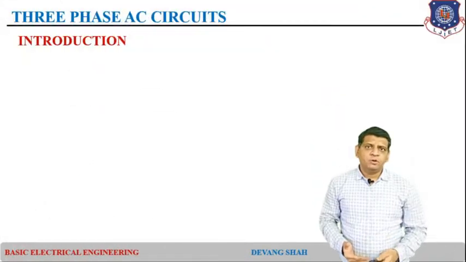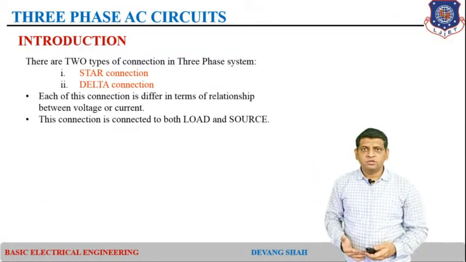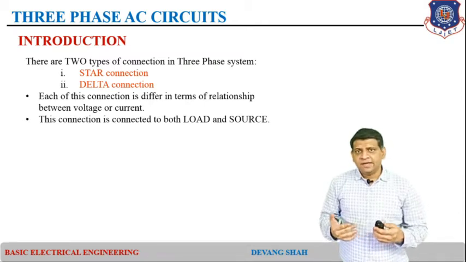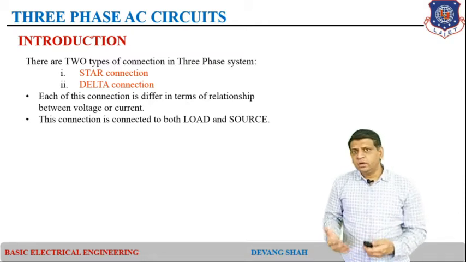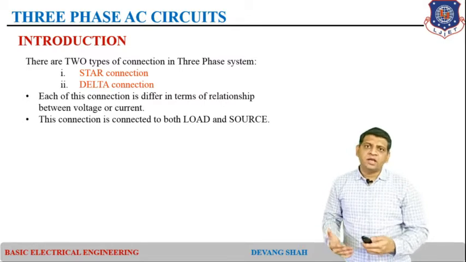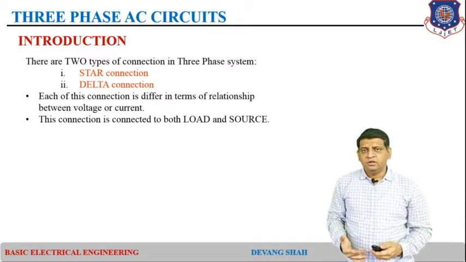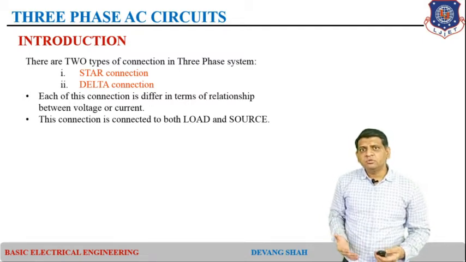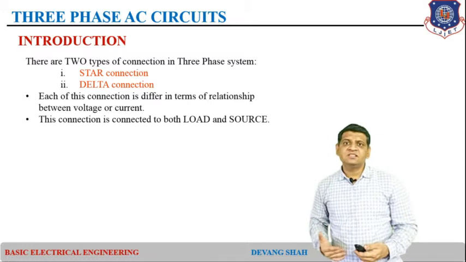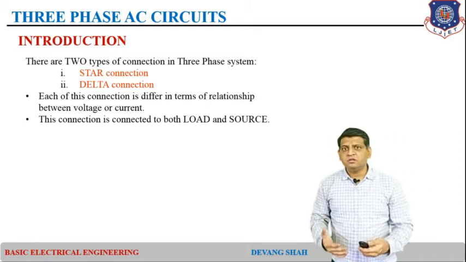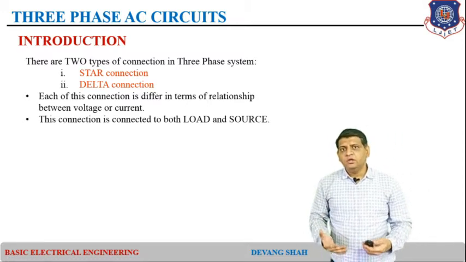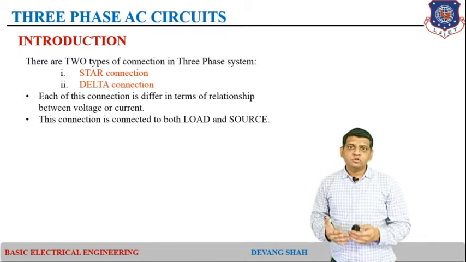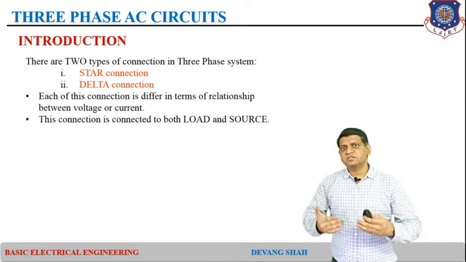Coming to the introduction, the three-phase AC circuit is categorized into two types. One type is called the star connection, and the other type we define as the delta connection, right? This is in terms of shape. Why is this important? Because once you generate the three phases, you cannot deliver them straight away to a common load; you have to distribute the load in a specific shape, right?